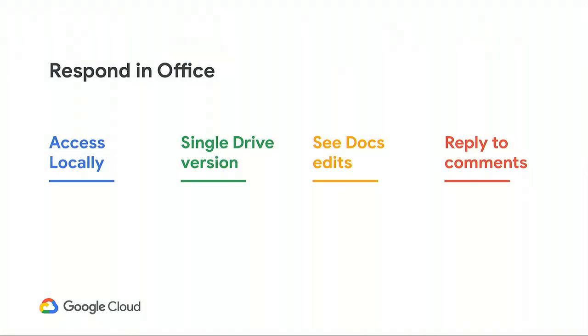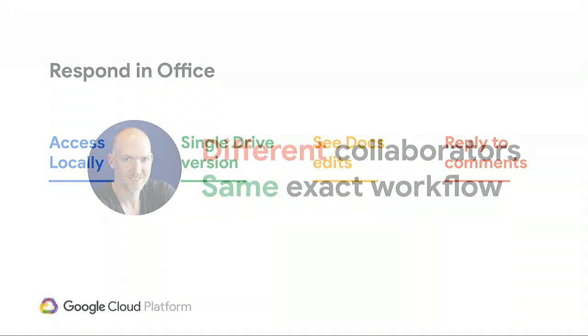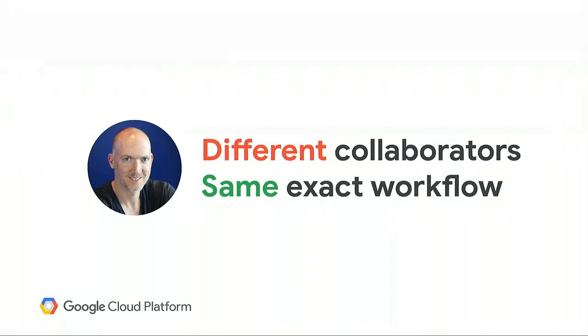All right, so once again here, we saw Trevor's workflow to respond in Office. He was able to access the file locally, only finding one single version in Drive with all the changes, including the changes made by Docs users, and he was able to reply to comments. Once again here, different collaborators, different tools that they would use, doesn't matter for Trevor. Same exact workflow.